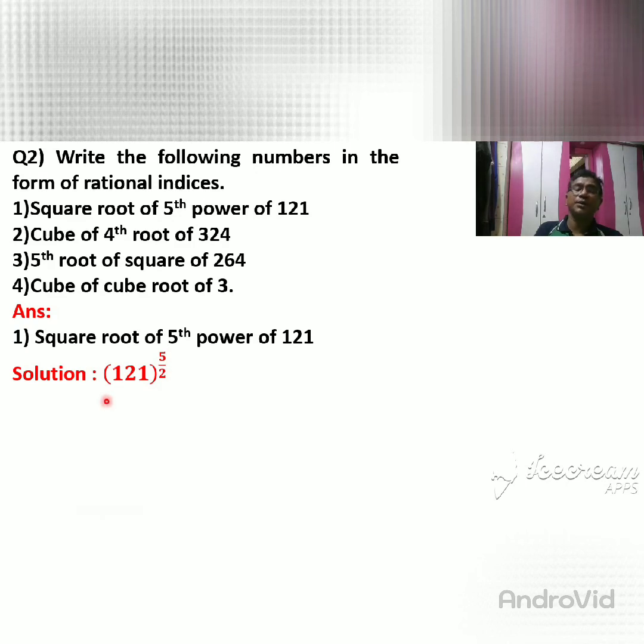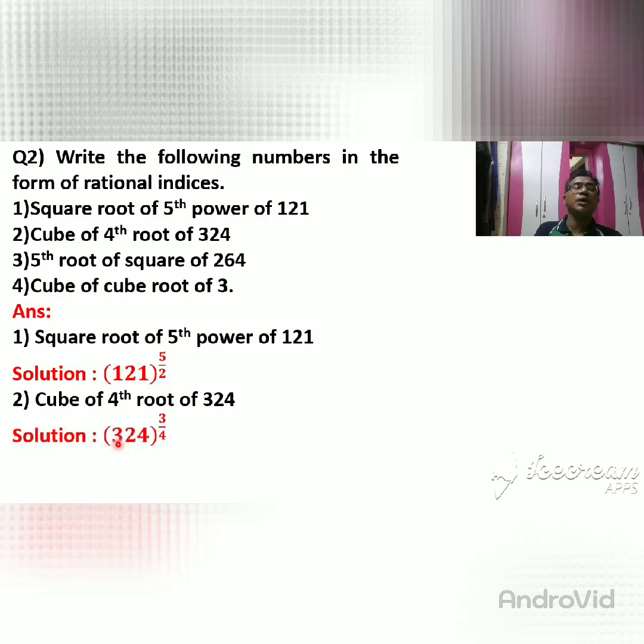Okay, 121 indices 5 upon 2. Then cube of fourth root of 324. Which is the number? 324. So 324 is the base. Which is the power? 3. So 3 is the numerator. Which is the root? 4. 4 is the denominator. So 324 indices 3 upon 4. Why 3 is the numerator? Because it is cube. Why 4 the denominator? Because it is root.